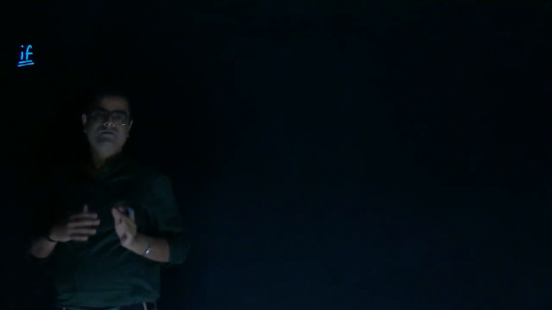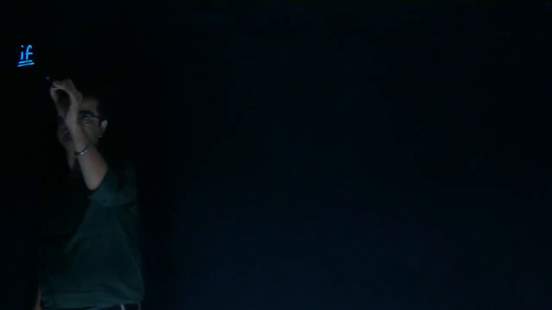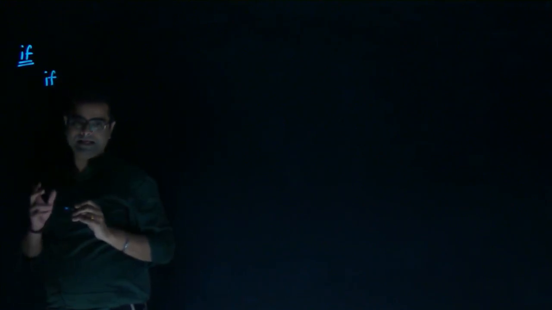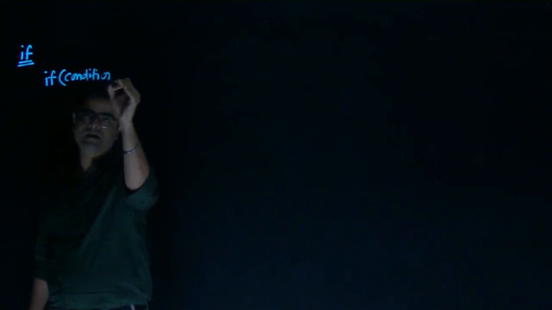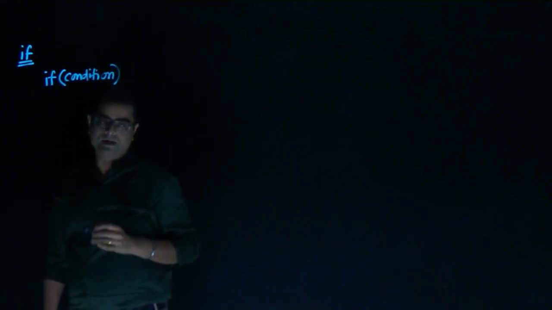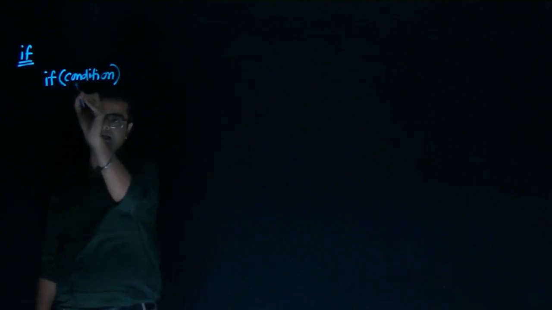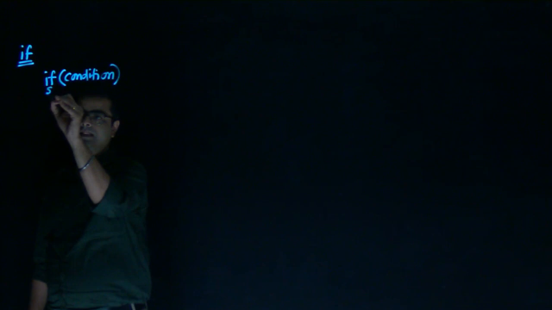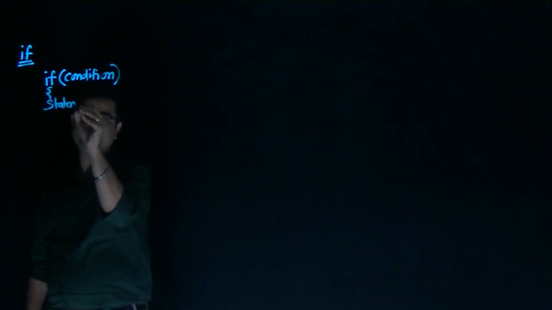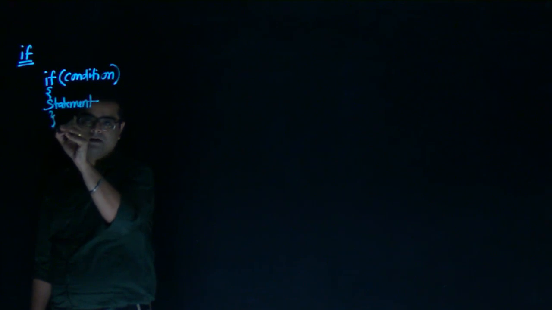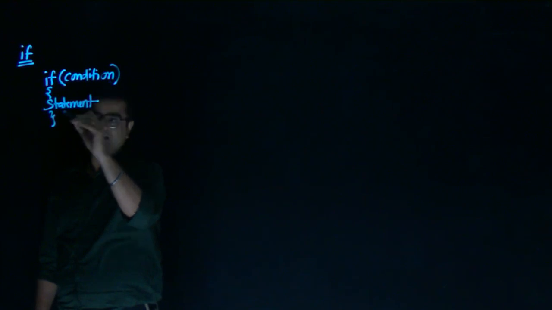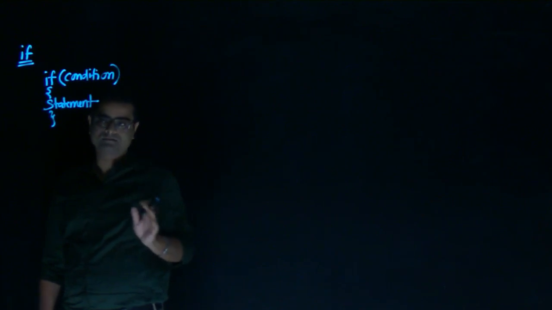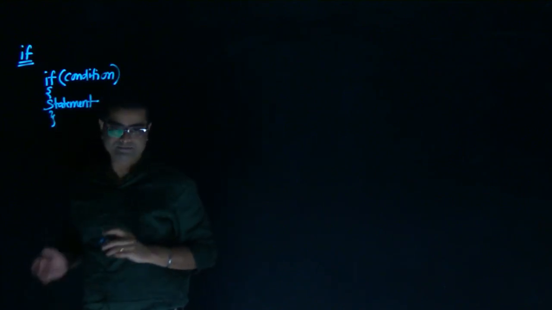If you want to write the syntax for the if statement, we need to start with the keyword if. After if, in a round bracket, we need to specify its particular condition. It represents that if this condition is true, then the statement which is written inside the if bracket will get executed. If the same condition is false, then the statement will get skipped.